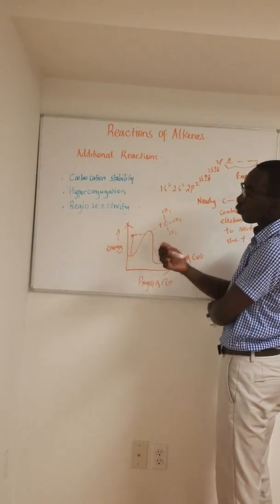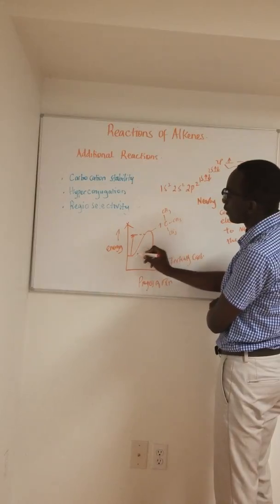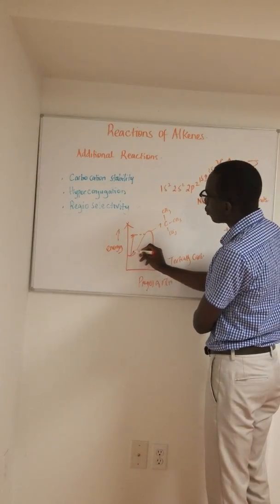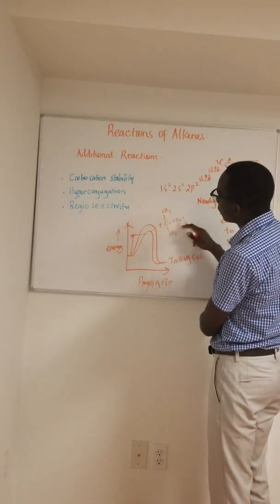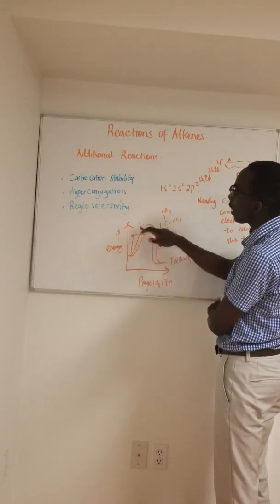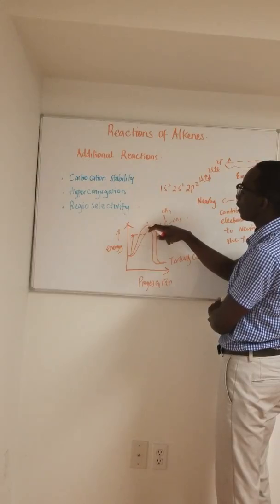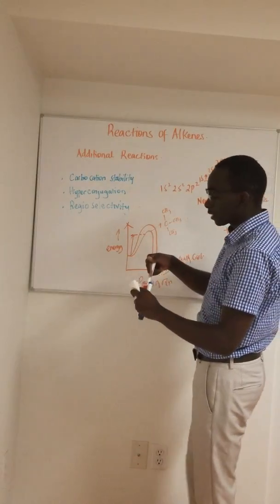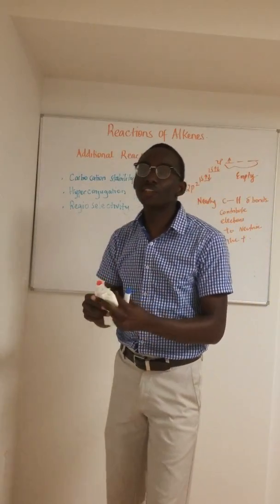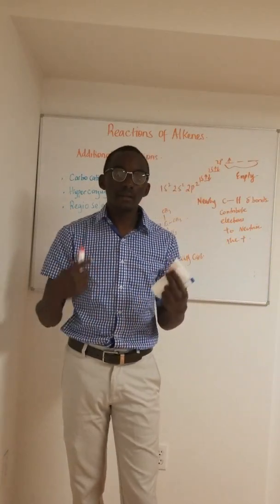But if you're to draw one for secondary or one for primary, we shall have that these will stretch a bit higher compared to what? To the one of tertiary, meaning that you need more activation energy to form that carbocation. So meaning that the tertiary carbocation is more stable, has lower energy compared to the secondary and primary.